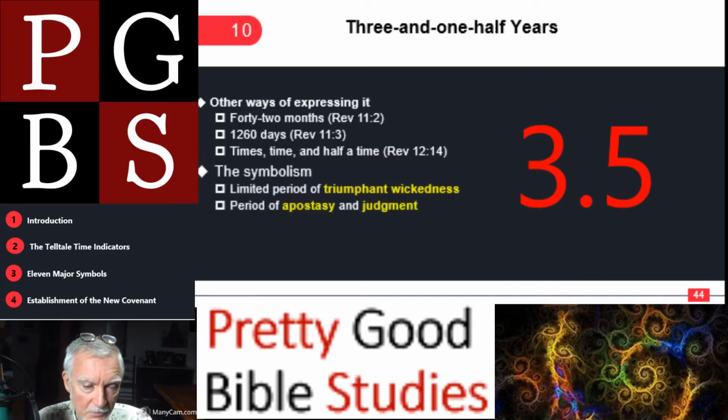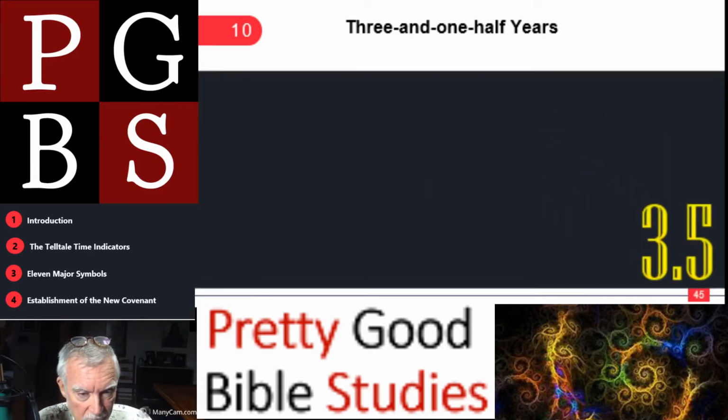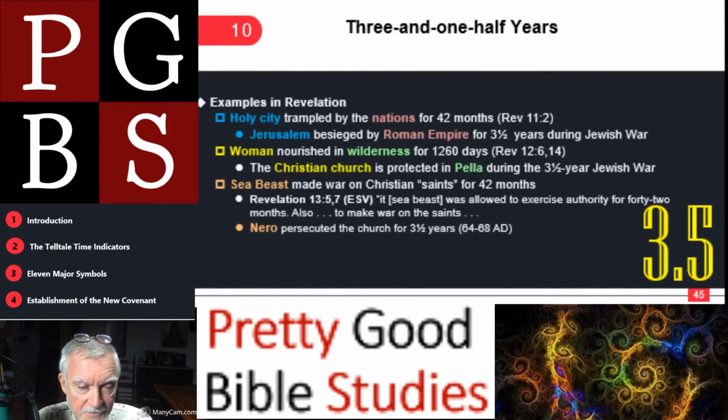Well, what's the symbolism? The symbolism, as I've said earlier, it refers to a limited period of triumphant wickedness, apostasy, judgment, desolation, destruction, woe, famine, bad stuff. It's half of the divine number 7. 7 symbolizes perfection, completion, divinity, if you will, godliness. 3.5 is half of that, which means it's not there. It's worse. Now, here's some examples in Revelation.